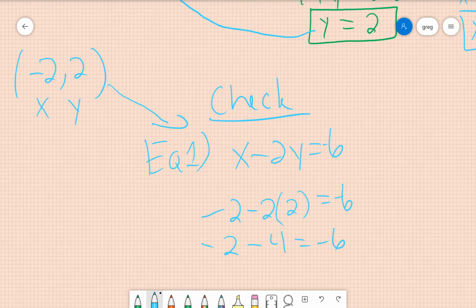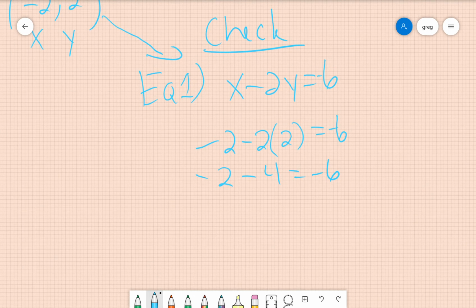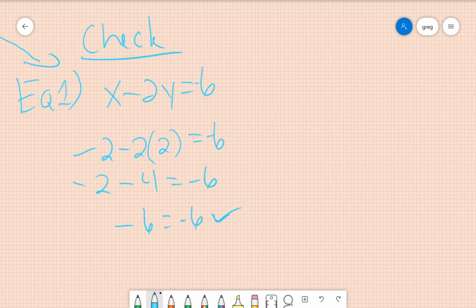Now what's negative 2 minus 4? Negative 6. Okay, good guess. You sure? Yeah. So negative 2 minus 4, right, they're the same sign. Keep the sign, add the numbers. It's going to be negative 6. That's equation 1. So now, Jorge, you have the opportunity of helping me with equation 2 also.